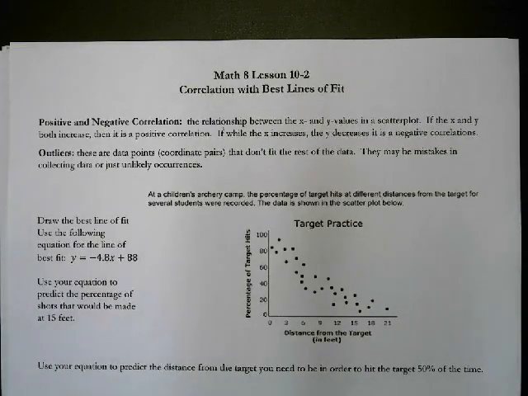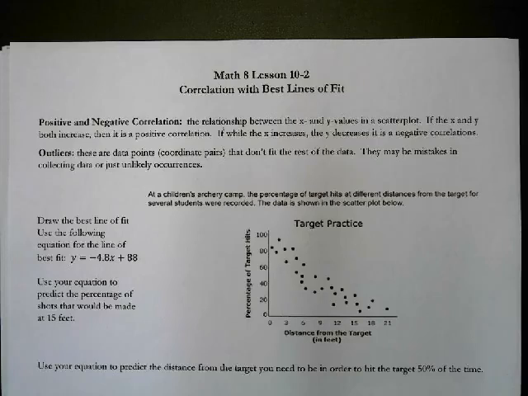Now, for right now, we don't have a true definition of what an outlier is. There's some formulas that we can do to find out what an outlier is. You'll do that later on in high school math. For right now, we're going to just say outliers are points on our scatter plot that don't really fit the rest of the data. They're either way too big or way too small for our data.